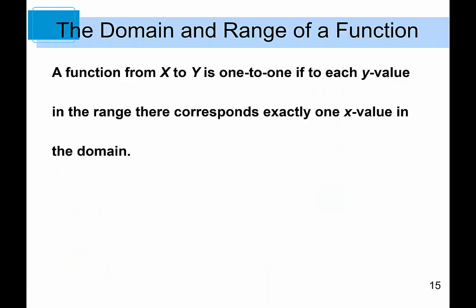A function from x to y, where x is the independent variable and y is the dependent variable, is one-to-one if to each y value in the range there corresponds exactly one x value in the domain. So that's going to be the function.